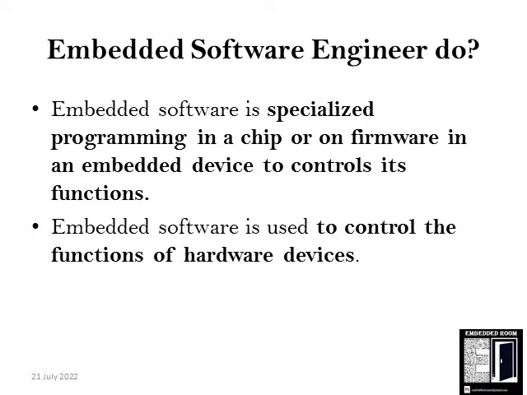Actually, engineers are writing the program for a specific microcontroller or microprocessor to control its functionality. For example, if you take AVR or PIC, you write the embedded C code. If you take a microprocessor like Raspberry Pi, you write Linux-based code for a particular application to control the functionality by writing the software code.